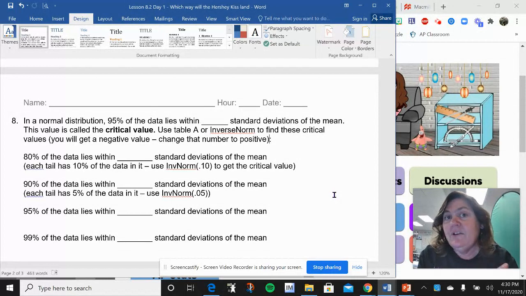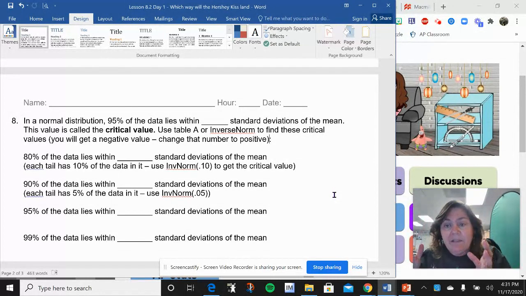Although that's going to be negative because you're below the mean. We don't want the negative value. We just change that value to its opposite. It's always a positive critical value, like 2 standard deviations away, or 1.5 standard deviations away. We don't say it's negative 1.5 standard deviations away unless we're trying to talk about specifically where that data point is in location to the mean, above or below. But right now we're just trying to get a general idea.